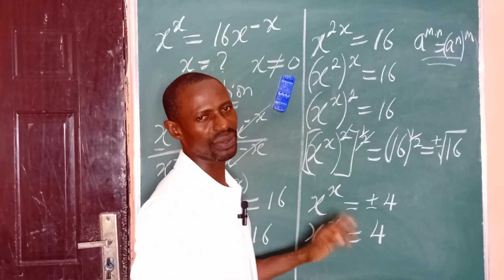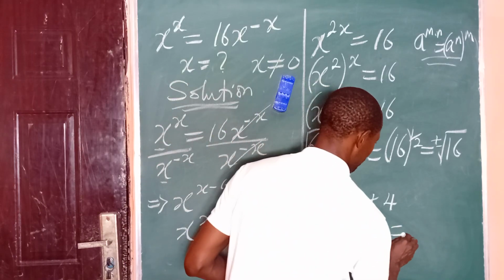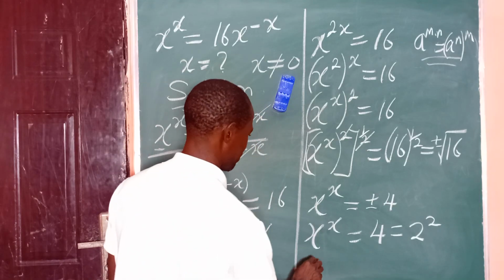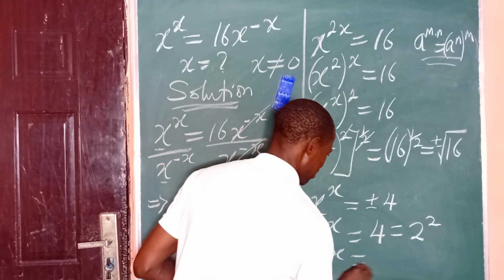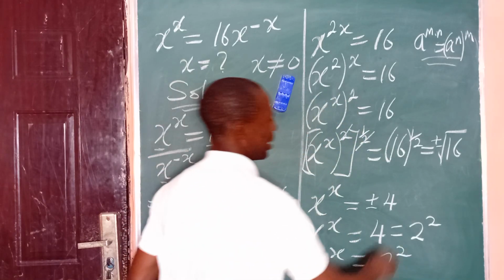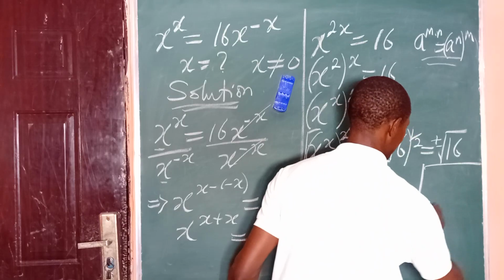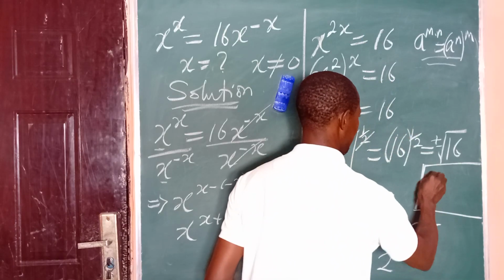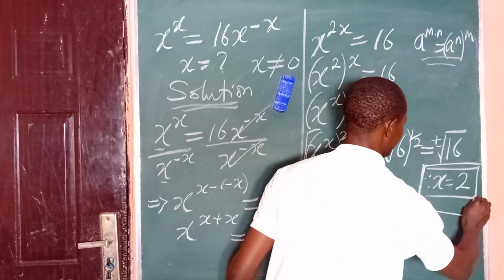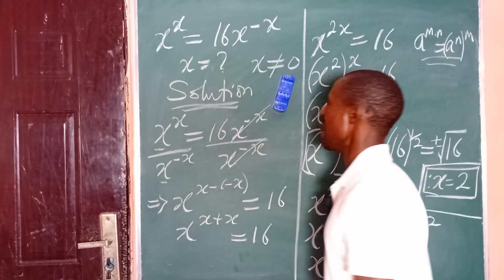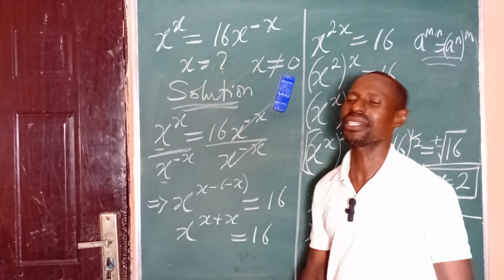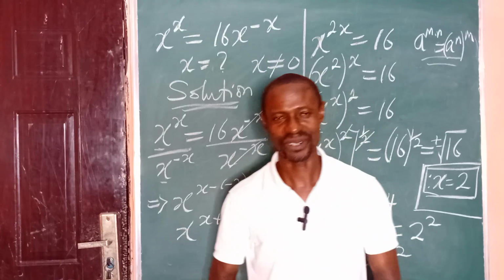And 4 can be written as 2 to the power of 2. So this equals 2 to the power of 2, and we can do a comparison. We now have x to the x is equal to 2 to the 2. By comparison, what is the value of x here now? It means that x is equal to 2. This is the value of x that satisfies this equation. If you put 2 into the original equation, you discover that it satisfies the original equation.